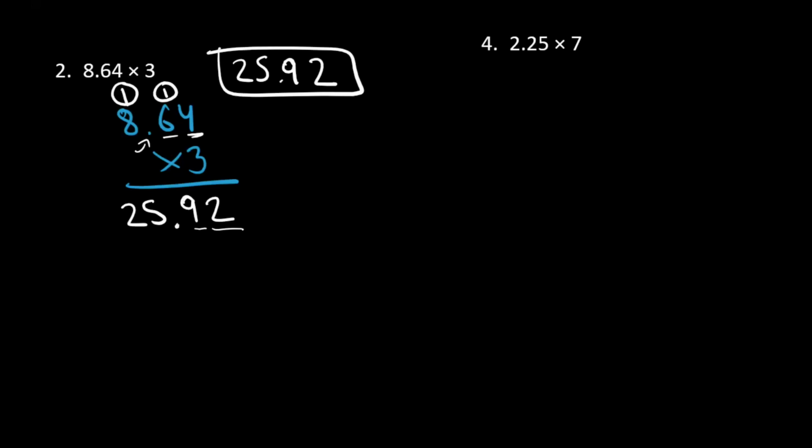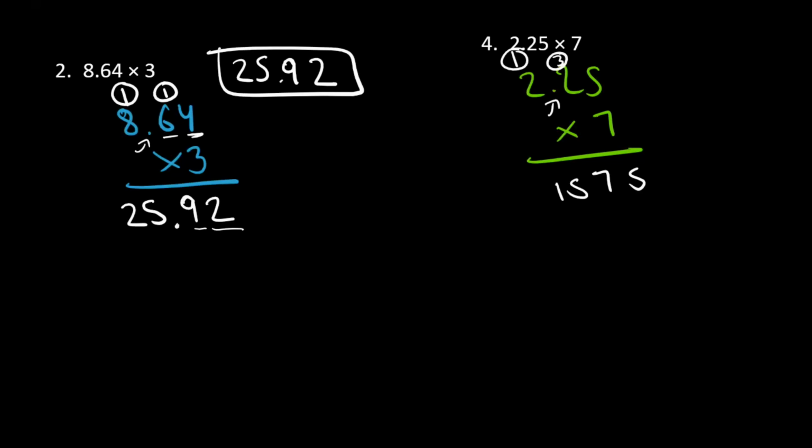So 2.25 times 7. We do the exact same thing again. We write down 2.25 and then 7 with the multiplication sign. Now let's start multiplying. 7 times 5 is 35. 7 times 2 is 14. 14 plus 3 is 17. 7 times 2 is 14. 14 plus 1 is 15.